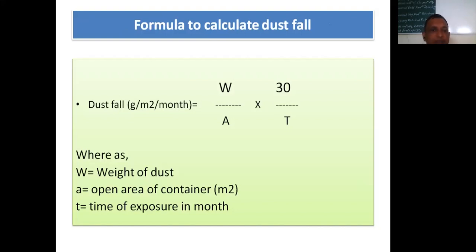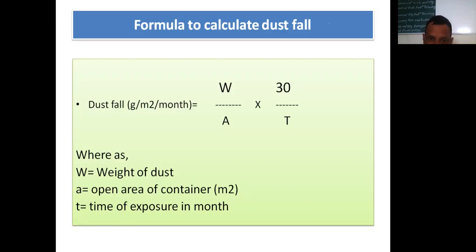What is the formula to calculate the dust fall? Let us remind what is the unit for estimation of this dust fall, that is grams per meter square per month. Here in this case, W divided by A whole multiplied by 30 upon T, whereas W is the weight of dust, A is open area of the container in meter square, and T is time of exposure in the month. Here, suppose the area of the container is, say for example, 0.5 meter square.